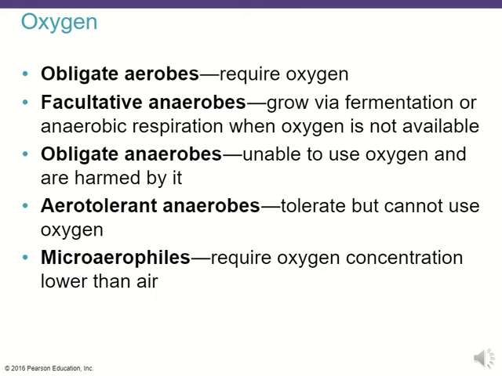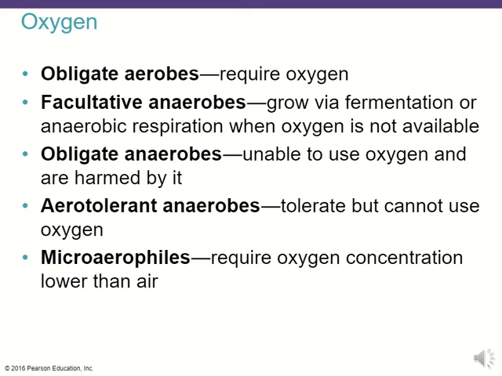In the case of oxygen, oxygen can affect a variety of microbes in different ways, sometimes in beneficial ways and sometimes in hazardous ways. As far as the different types of microbes in regards to how they use oxygen, there are obligate aerobes, which need oxygen in their environment in order to grow. There are facultative anaerobes, which will grow via fermentation or anaerobic respiration when oxygen is not readily available.